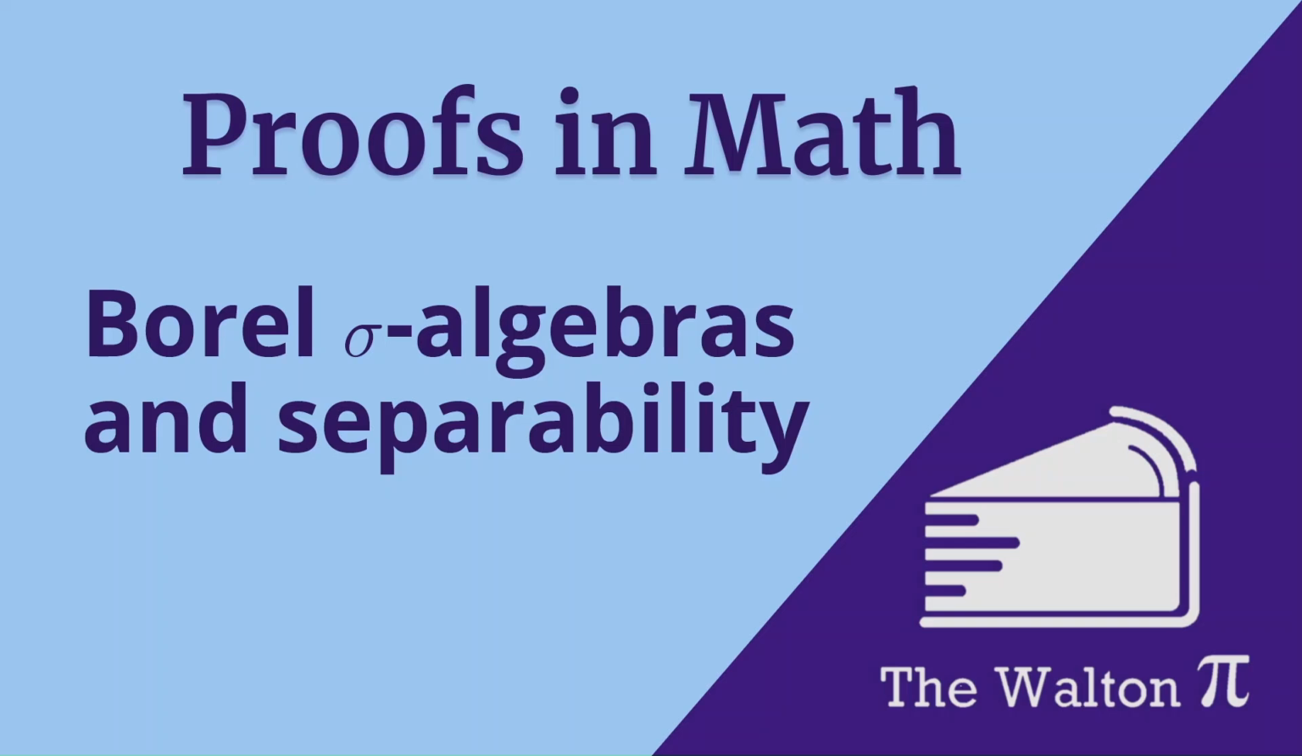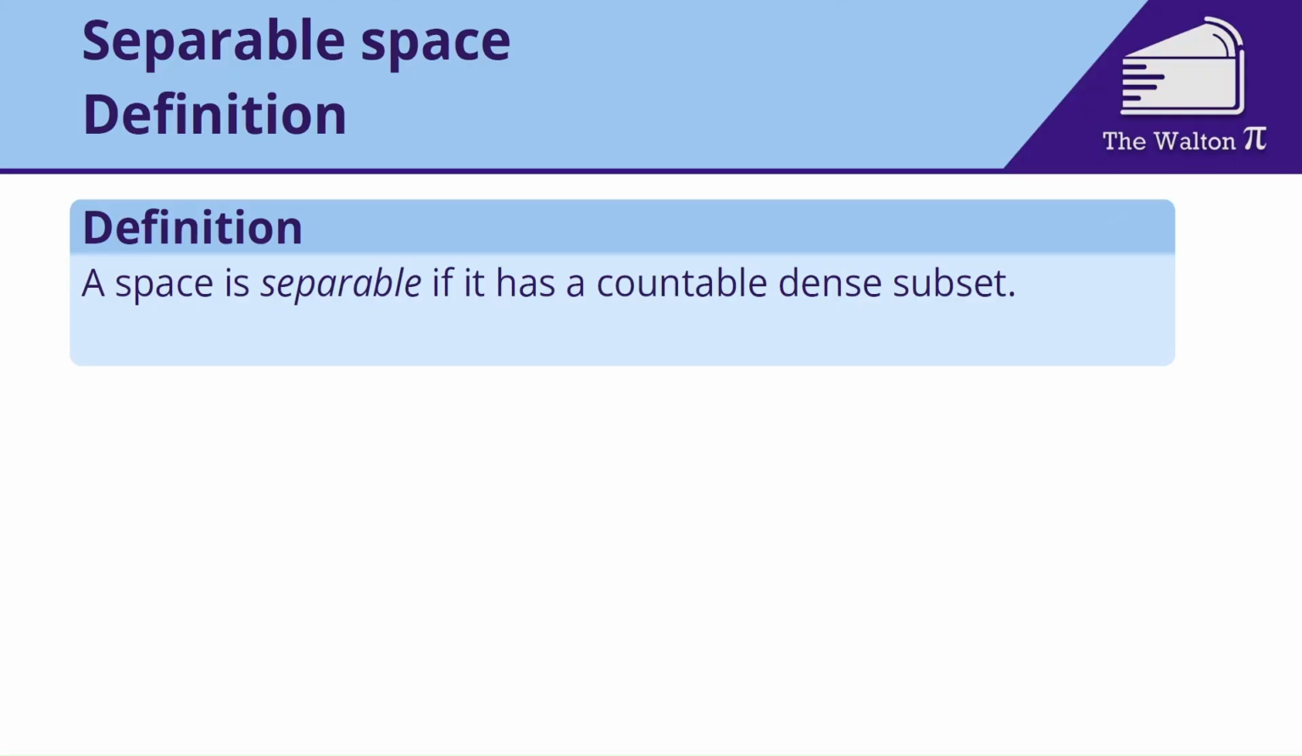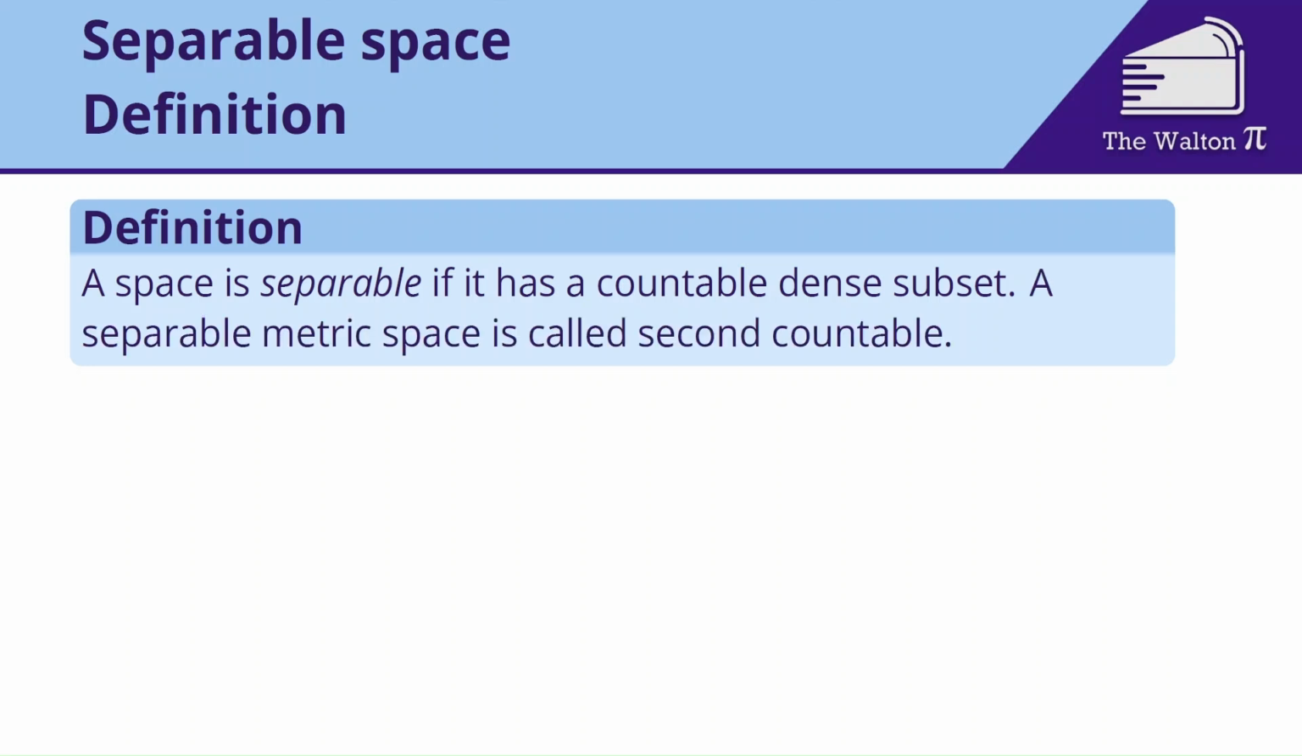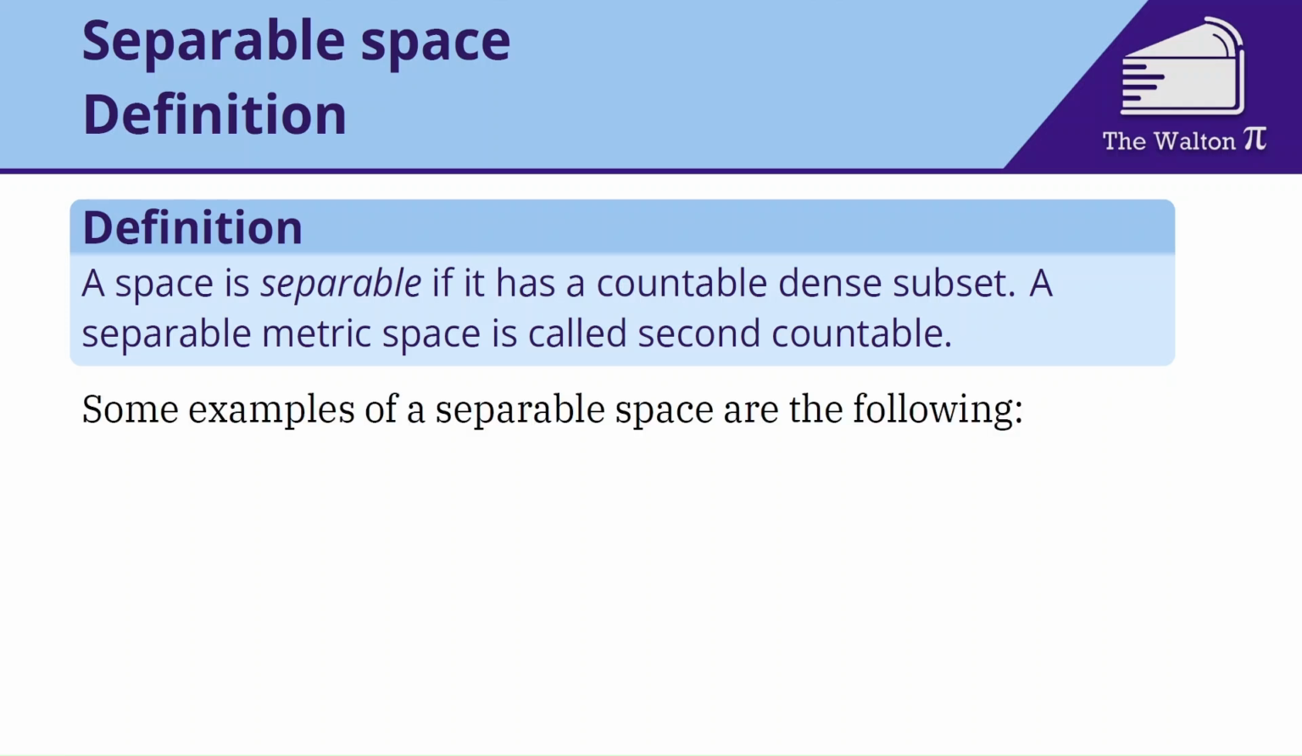Today we're going to be talking about Borel sigma-algebras and separability. So we say that a space is separable if it has a countable dense subset, and then a separable metric space we call a second countable space. Some examples of separable spaces are the following.